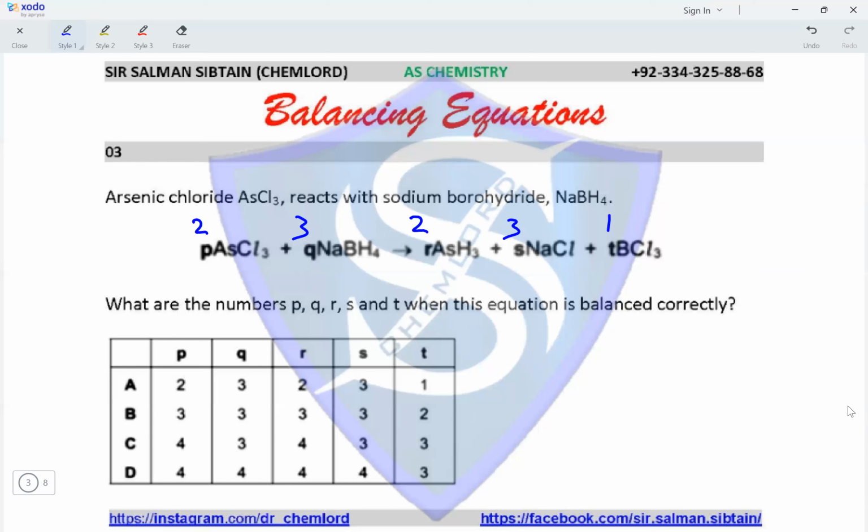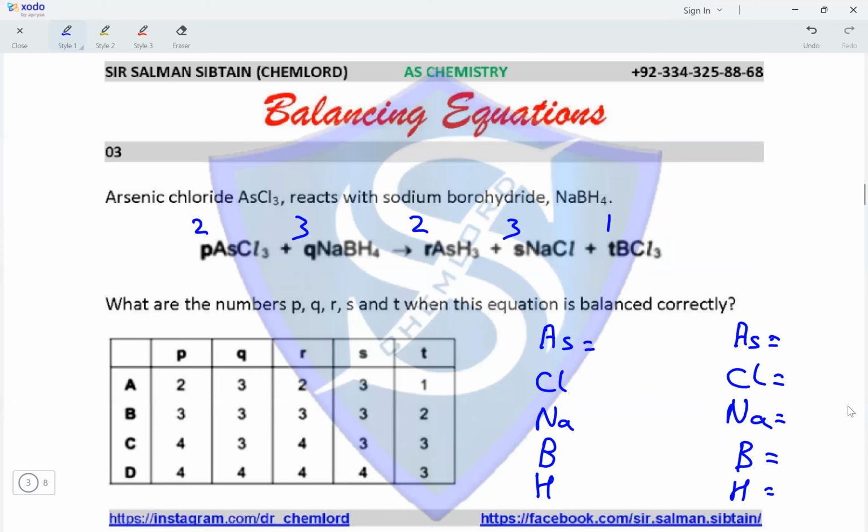So we have got the elements As on both sides. We've got chlorine on both sides. We've got sodium on both sides. We've got boron on both sides, and we've got hydrogen on both sides. So one by one, we are going to tally the number of each of these elements and see which equation gives us the correct balanced number of atoms.